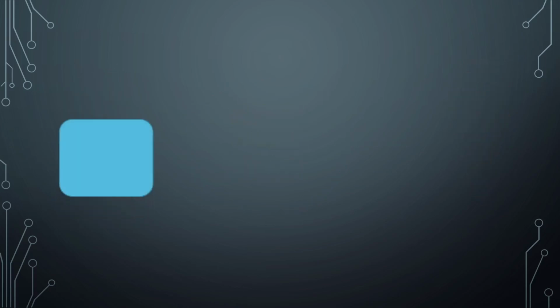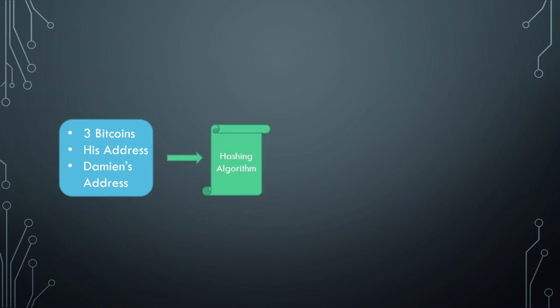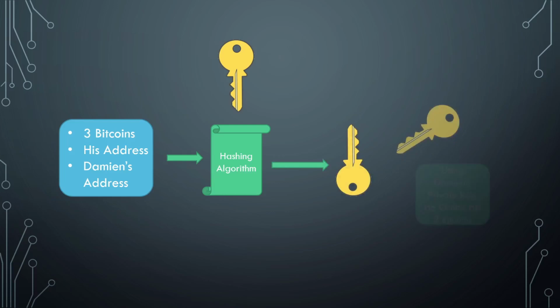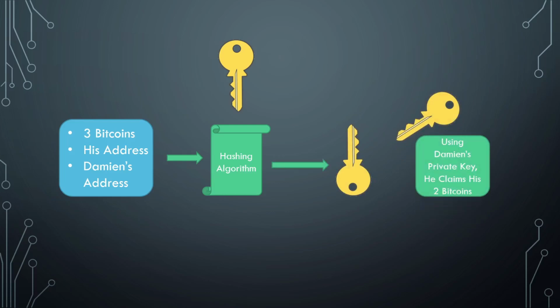So David passes the number of Bitcoin he wants to send to Damien, followed by his address and Damien's address too. It will be passed to a hashing algorithm to be encrypted and signed by David's private key to indicate that David is the one starting the transaction. Then it will be sent to the public key. But using Damien's private key, he can decrypt it and gain access to the transaction and gain his 2 Bitcoins.